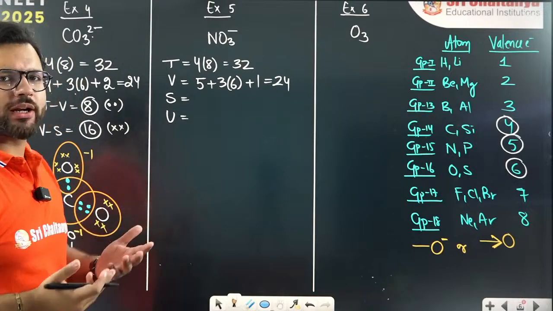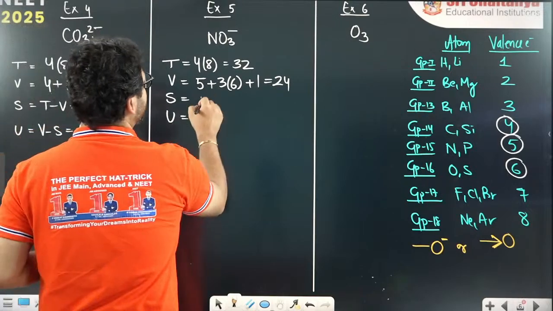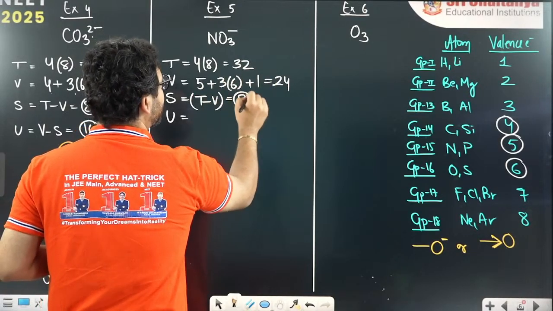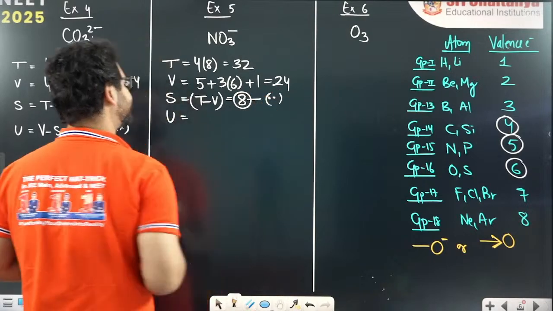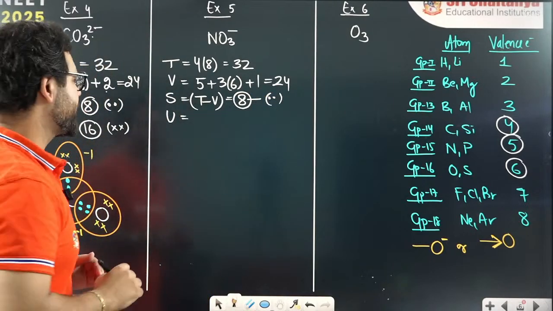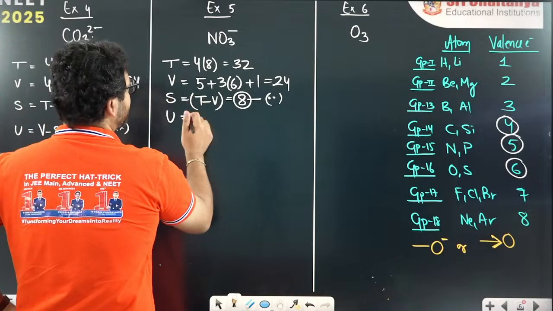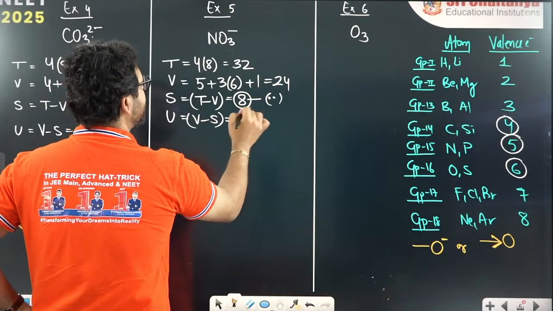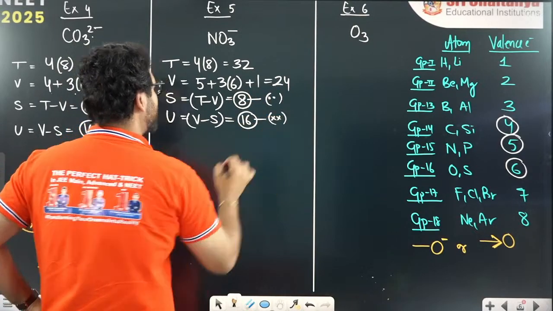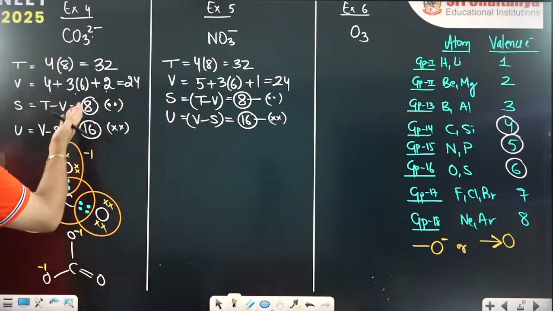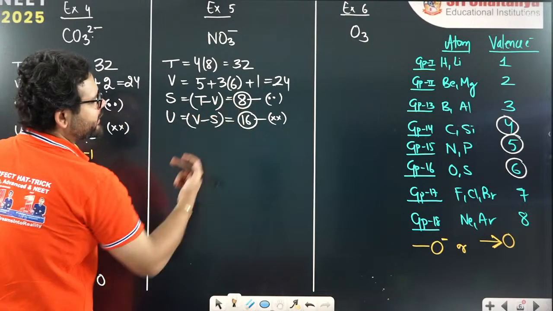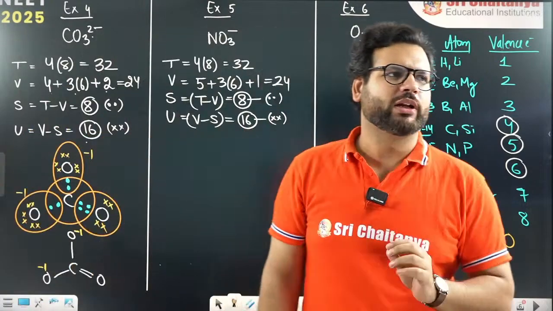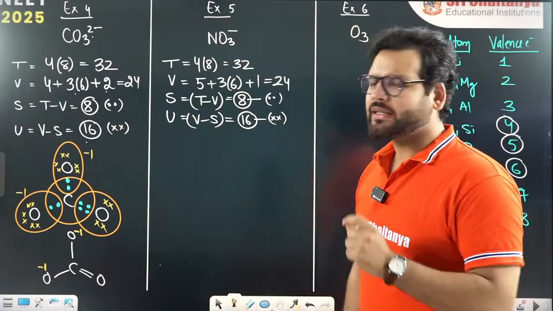S means shared electrons, which is first number minus second number in this trick, T minus V. 32 minus 24, 8. So 8 dots will be there. U means unshared, which is V minus S. 24 minus 8, 16 X's will be there. You might say, sir, same only na. This was also 8 and 16. So yes, structure will come same only here. Bonding will be a little different.